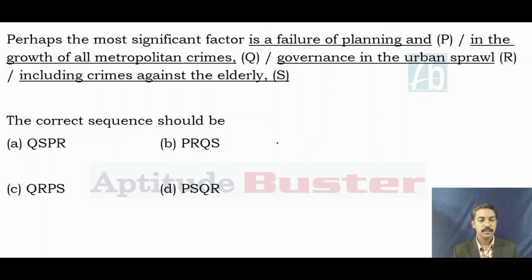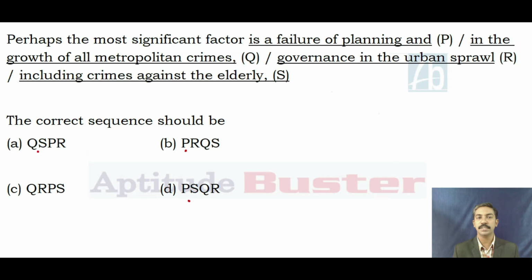Next question, we will begin with the answer choices. Two options, option A and option C, begin with Q and two other options begin with P. To gather a clue whether Q should begin or P should begin, you have to get back into the question. So let's start reading the question.